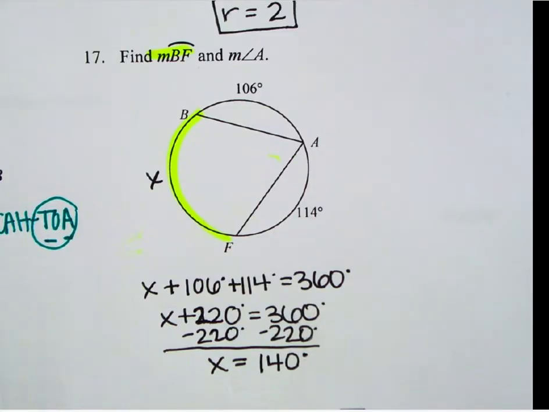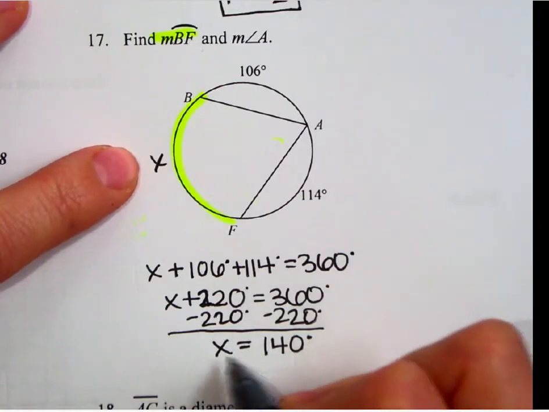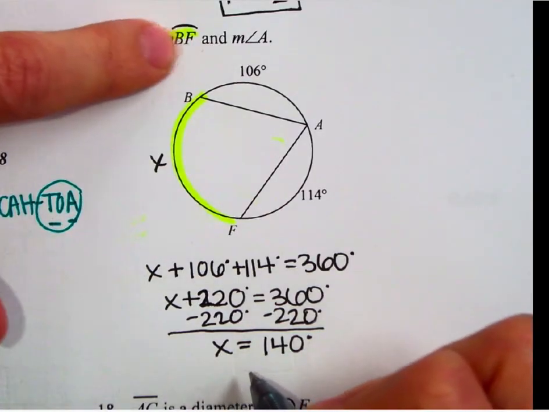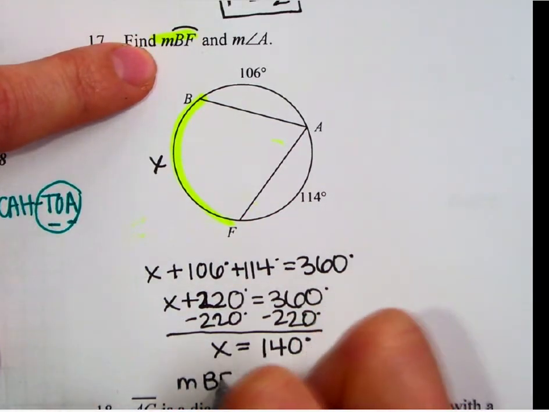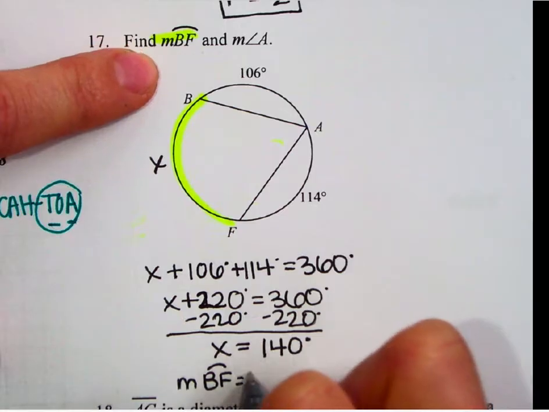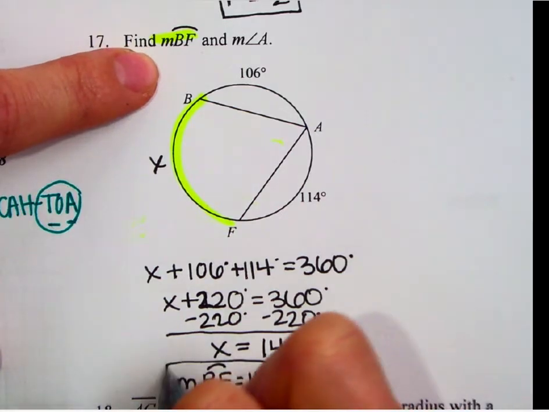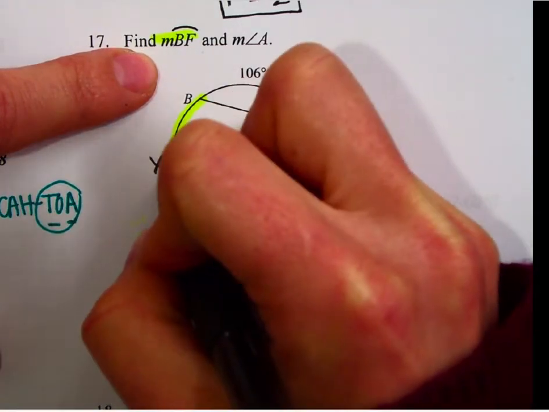Okay, so now that we know the arc length, which I'm going to clearly state my answer instead of leaving it as x, I'm going to say the measure of arc BF is 140 degrees. Then I'm going to write it up here.